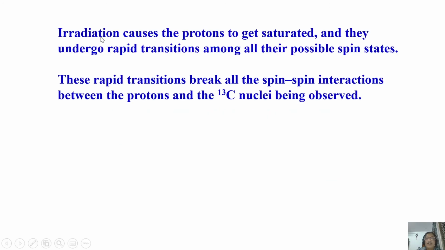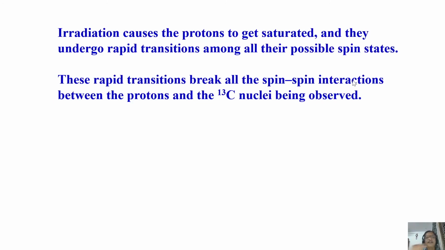Conceptually it is like this. Irradiation causes the proton to get saturated. What is the meaning of saturated? I told you, the spin population becomes equal between the two energy states. In other words, they undergo rapid transitions among all the possible spin states. What does it mean? The coupled spin, carbon 13, does not see the proton in either of the energy states because of the rapid transition.